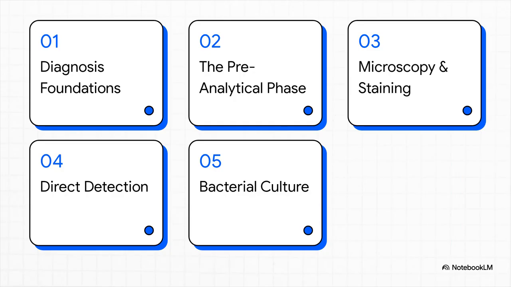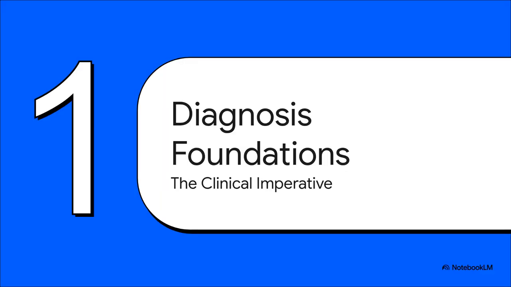All right, here's our roadmap. We're going to follow the logical flow of a real diagnostic workup. We'll kick things off with the why, the foundational principles. Then we'll dive into the pre-analytical phase, which is honestly where most errors happen. From there, we'll look at microscopy, explore some rapid detection methods, and finally, we'll cover the classic cornerstone of bacteriology, culture.